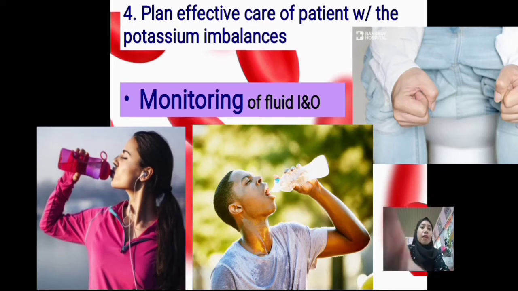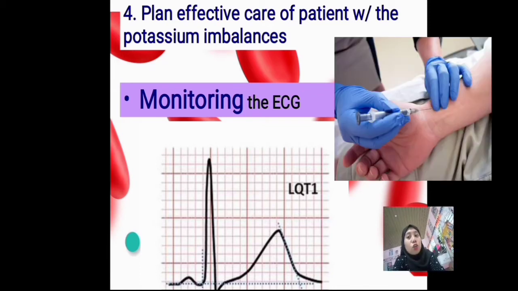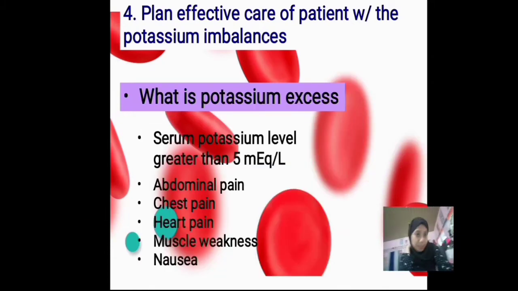And then the next is monitoring the ECG. So dito, i-monitor yung ECG for changes. Check yung arterial blood gases, yung process ng fluid. So, the next one is the potassium. What is potassium excess or hyperkalemia? Di ba guys, sinabi ko kanina yung potassium hyperkalemia, ito yung high potassium, yung mataas yung level niya.